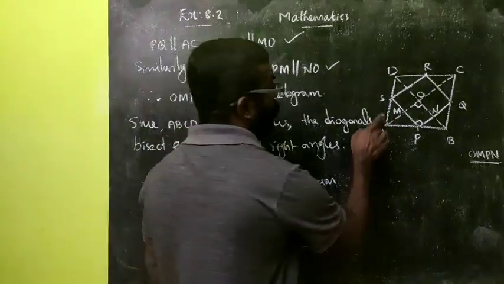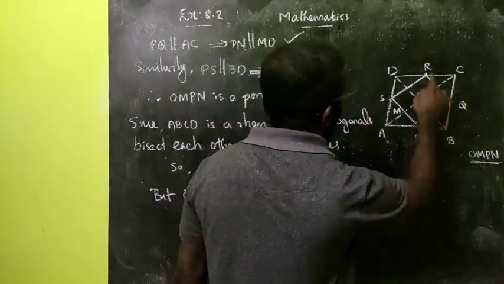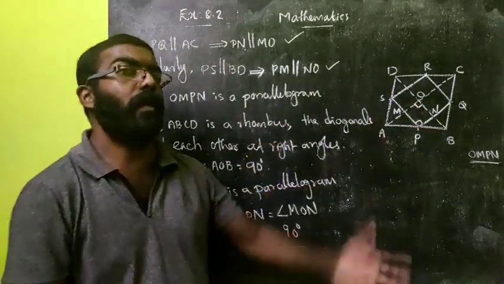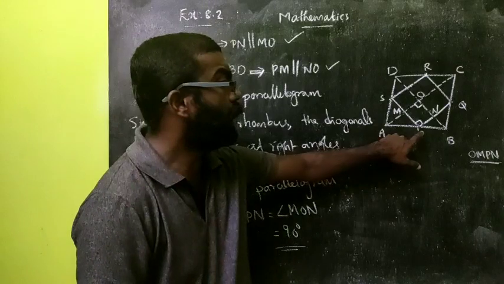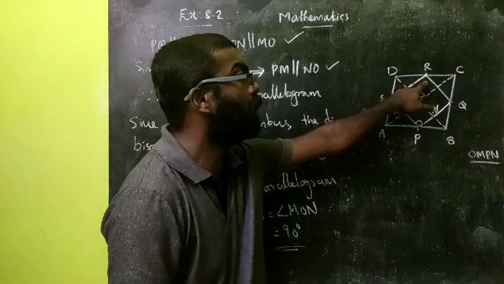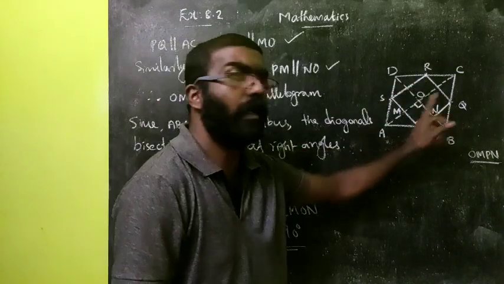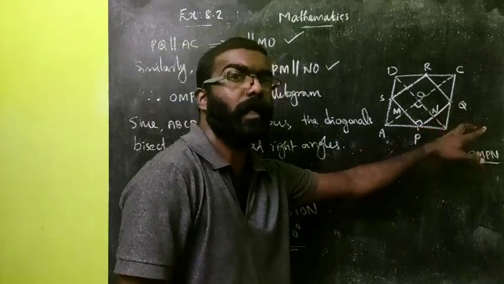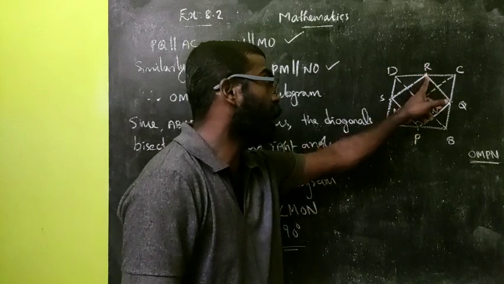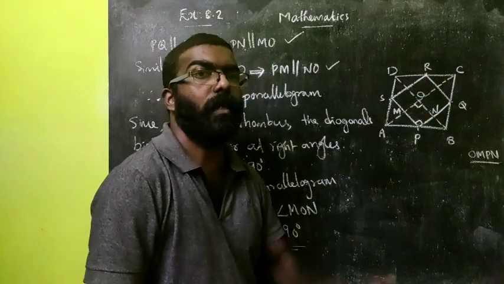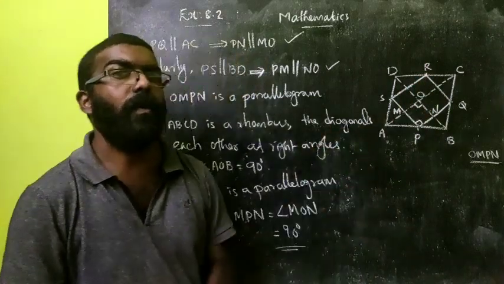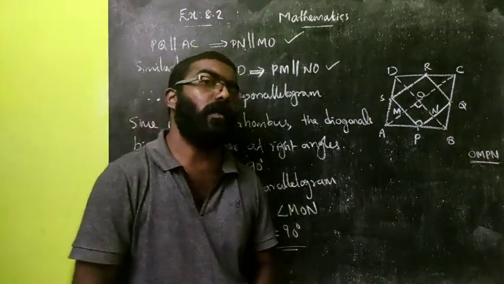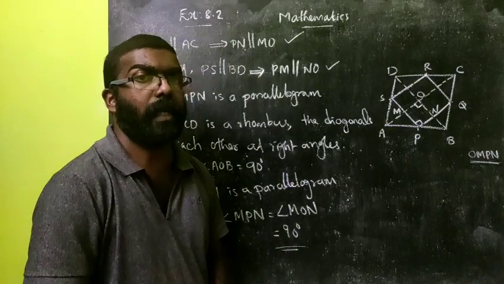Okay, so now we got in parallelogram PQRS, one angle is 90 degree. And we know opposite angles of a parallelogram are equal. So here angle P is 90 degree, so angle R also 90 degree. Then adjacent angles are supplementary. So if P is 90 degree, then Q also 90 degree, 180 minus 90. Here R 90 degree, S also 90 degree, 180 minus 90. Okay, that means all the angles of the quadrilateral will be equal to 90 degree. And hence the quadrilateral will be a rectangle.